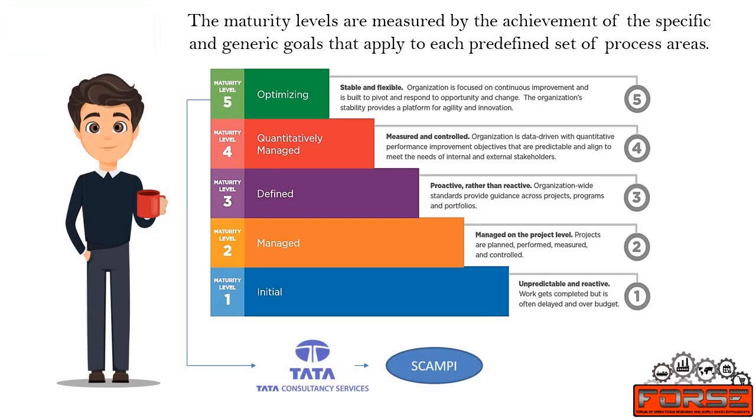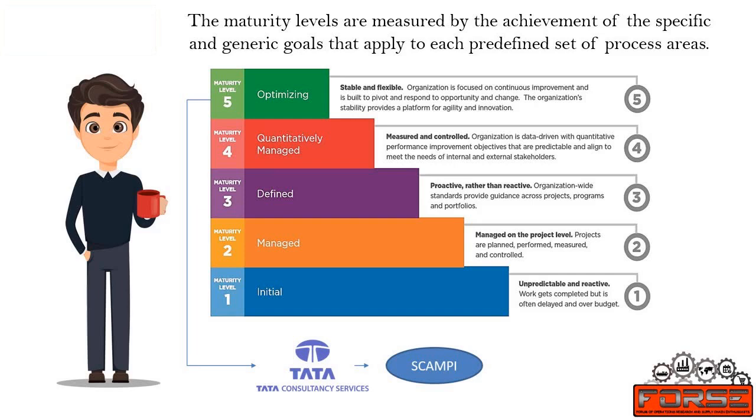Quantitatively managed, organization is data-driven, with quantitative performance improvement objectives that are predictable and aligned to meet the needs of internal and external stakeholders. Stable and flexible, organization is focused on continuous improvement and is built to pivot and respond to opportunity and change. The organization's stability provides a platform for agility and innovation. Organizations at level 5 are considered to have high maturity, where they are continuously evolving, adapting and growing to meet the needs of stakeholders and customers.